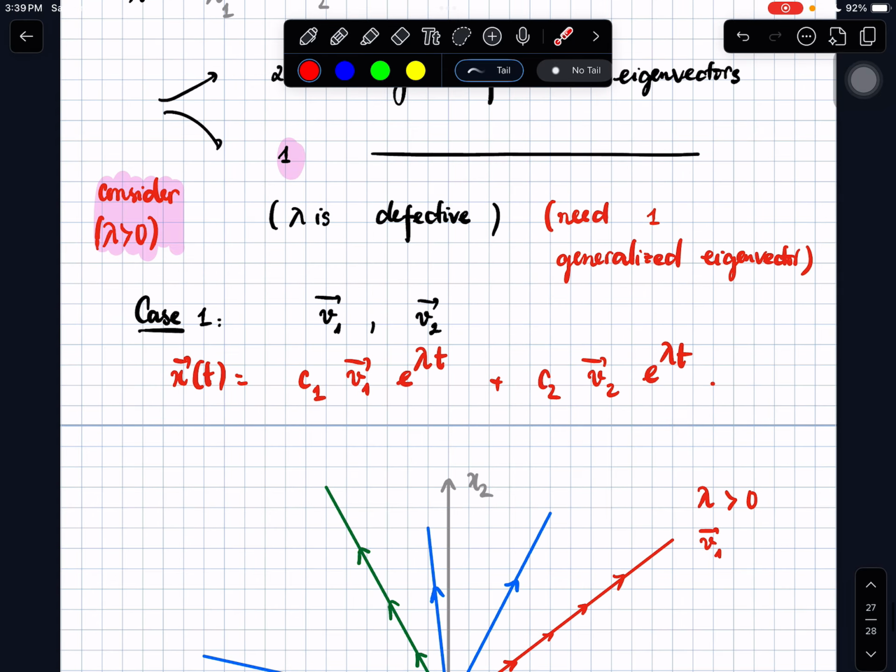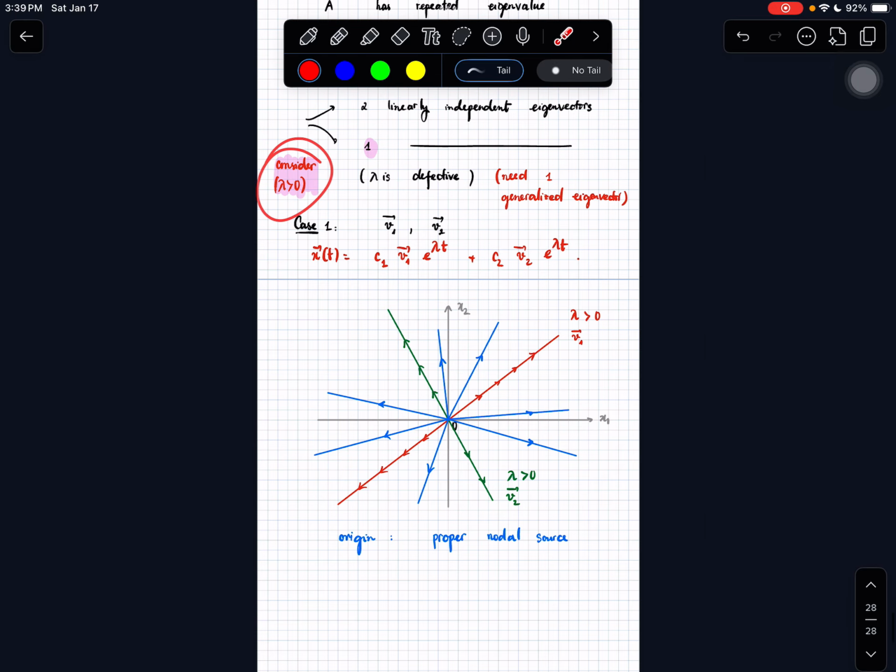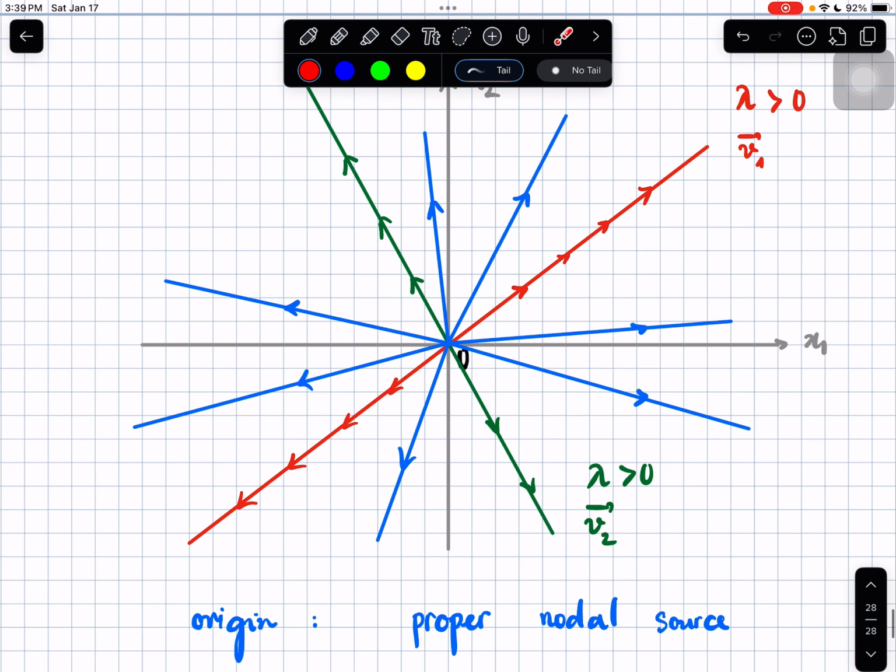For the case lambda negative, the only difference is that we go inward to the origin. It's going to be a sink instead of a source.